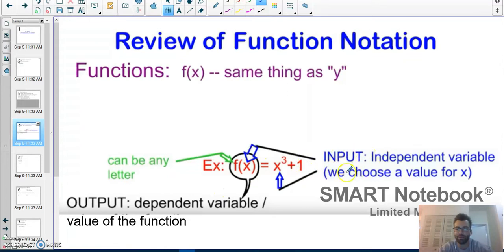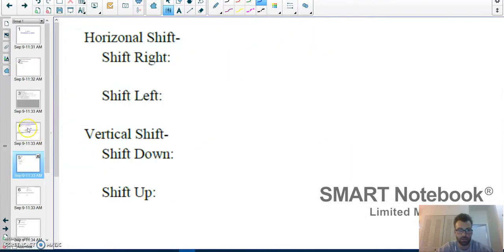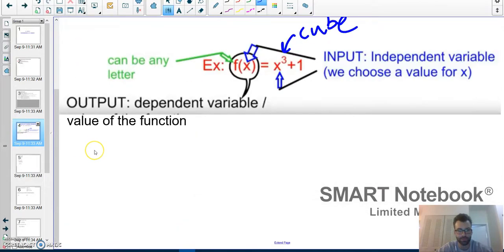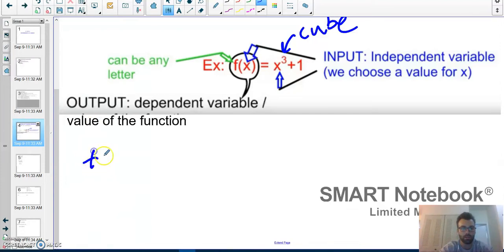This is your input, your independent variable. That's why the x is here. What are we doing to x first? We're cubing it first, and then we're adding 1 to it. So if we think about f of 3.